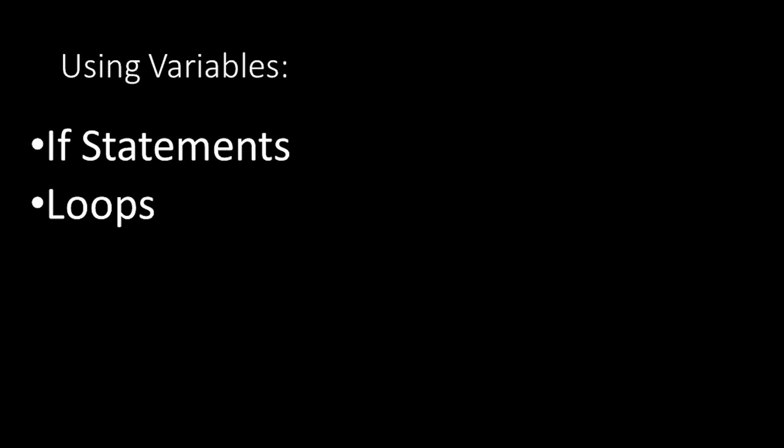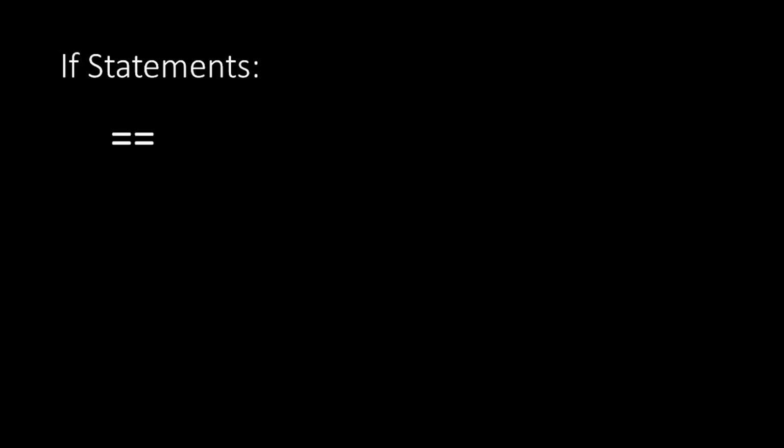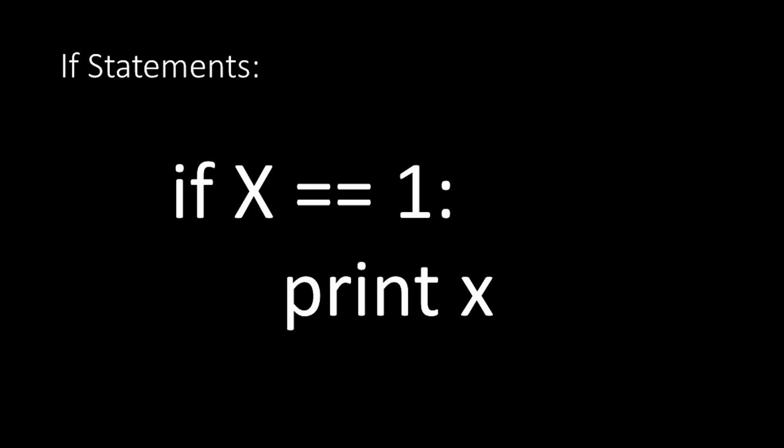Now that you know that you can set variables in Python, you can now understand how to create if statements and loops. If statements allow you to execute a command if a condition is met. Conditional statements used by Python are equals, not equals, less than or equal to, greater than or equal to. An if statement is written like this. If x equals 1, then print x.